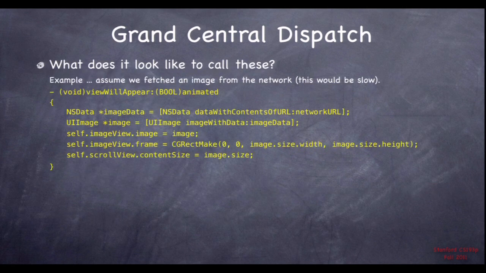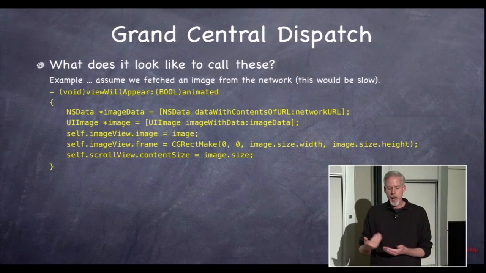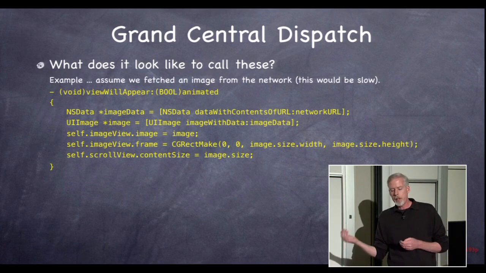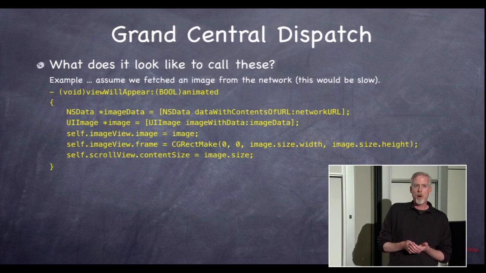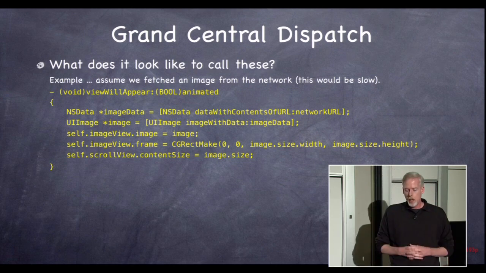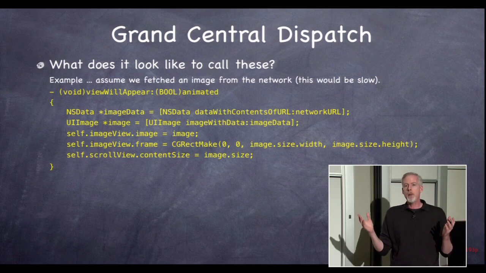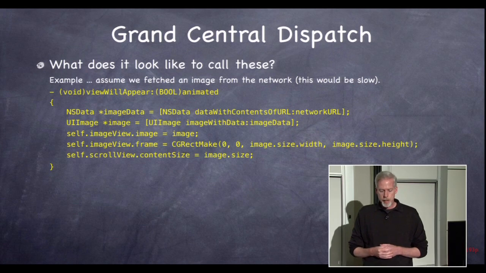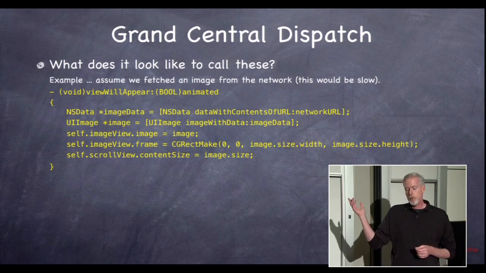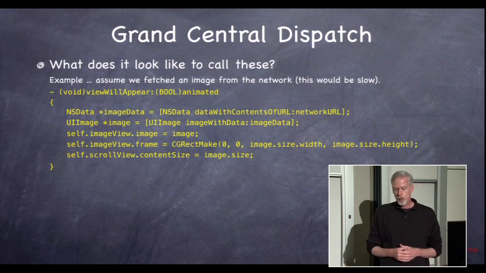All right, so what does it look like to call these? Let's make this concrete. Let's say I have a method that goes out to the network and gets the contents of some URL, like a Flickr photo image, for those of you who have started your homework. And then I create a UIImage with that data, and then I have an image view that I set its image, and then I put it in a scroll view, let's say, so that it'll display.